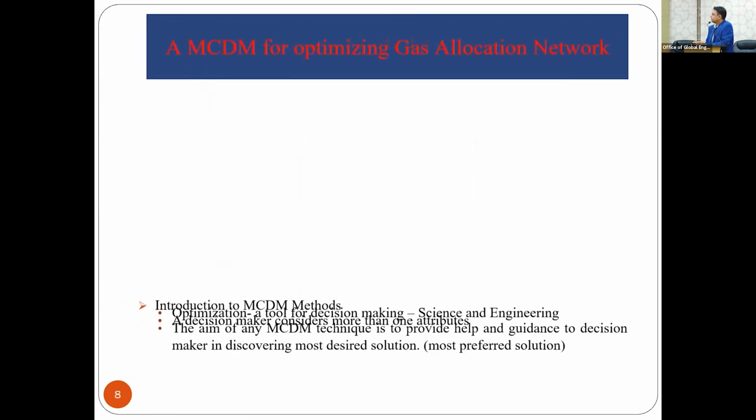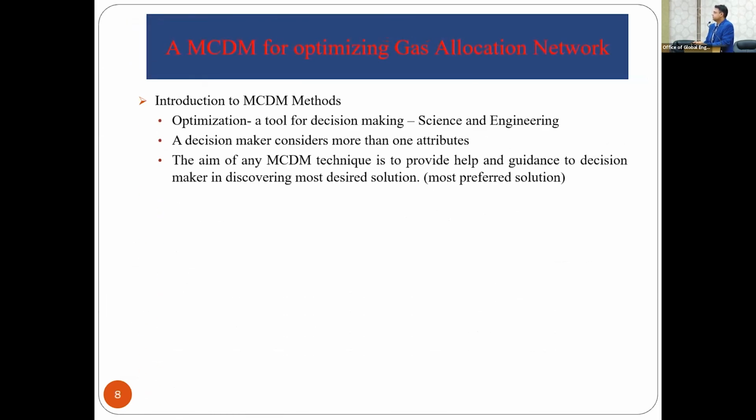Now, coming to MCDM. Introduction to the MCDM method. It is an optimization tool for decision making, and a decision maker considers here more than one attribute. The aim of the MCDM technique is to provide help and guidance to the decision maker in discovering the most desirable solution, the most preferred.